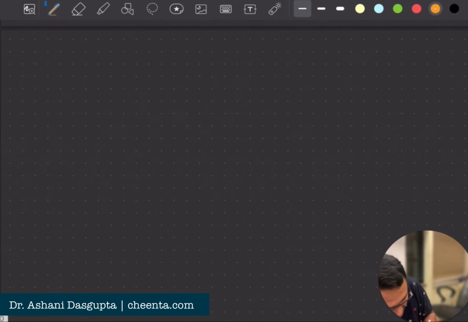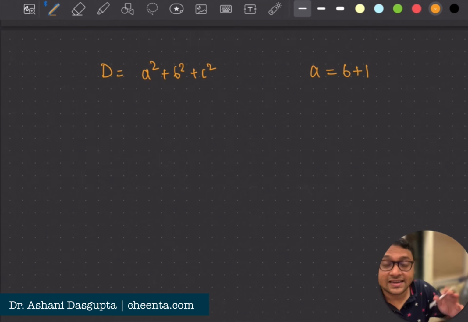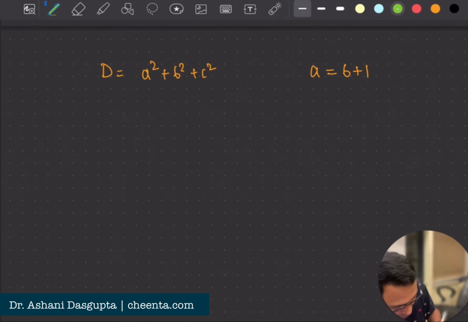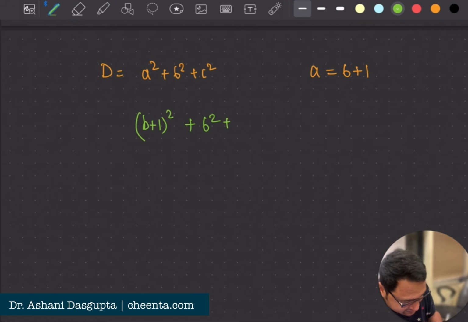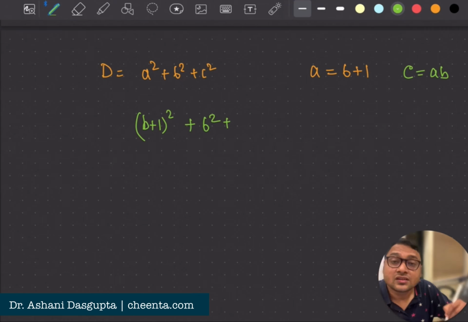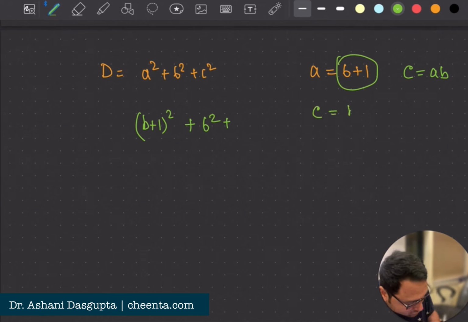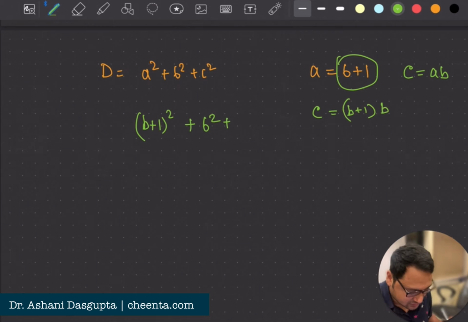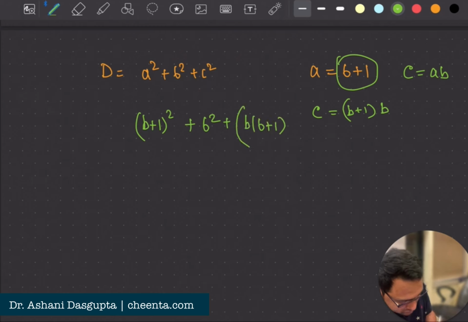So d is equal to a square plus b square plus c square. But we have assumed that a is equal to b plus 1 because a and b are consecutive integers, and we have assumed a is greater than b. So now we can write a square as b plus 1 whole square, plus b square plus c square. We know that c is equal to ab. Since a is equal to b plus 1, c is equal to b plus 1 into b. So now I can write c square as b into b plus 1 whole square.